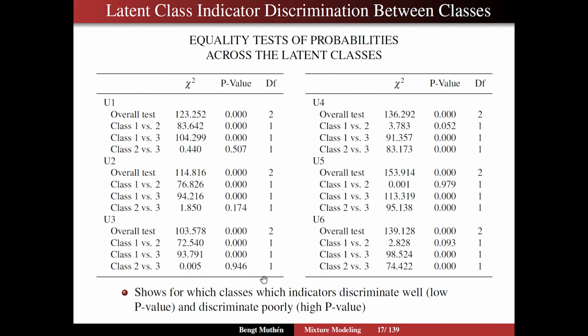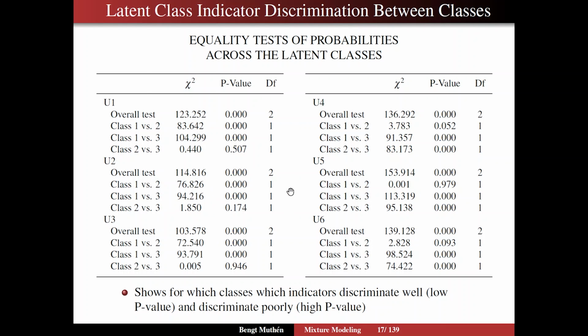Slide 17 is actually a new feature in version 9. It has to do with latent class indicator discrimination between classes. How well does an indicator discriminate between classes? You want to know that. So we do a test of equality of probabilities across the latent classes. Here on the left you have the first 3 indicators, on the right you have the last 3 indicators. And here you see the low p-value of 0 for class 1 compared to the other 2 classes. Same thing for U2, class 1 versus 2, class 1 versus 3, both of those 0.